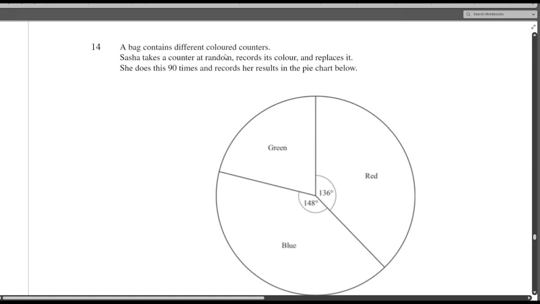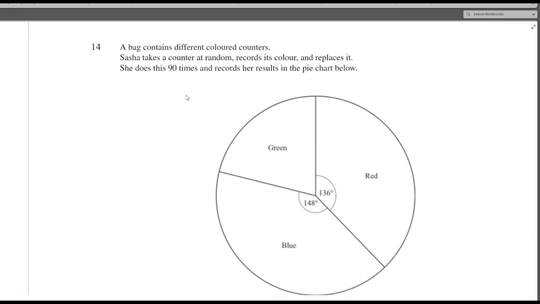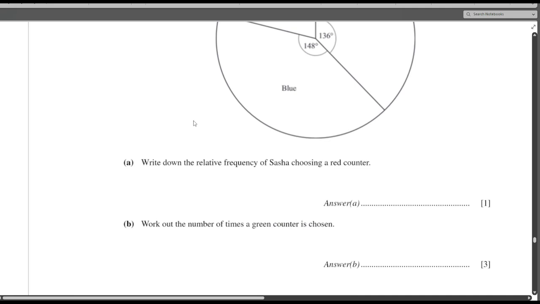Okay. Now question number 11. A bag contains different colored counters. Shasha takes a counter at random, records its color and replaces it. She does this 90 times and records her result in a pie chart. So this is a pie chart. The question is: write down the relative frequency of Shasha choosing a red counter.